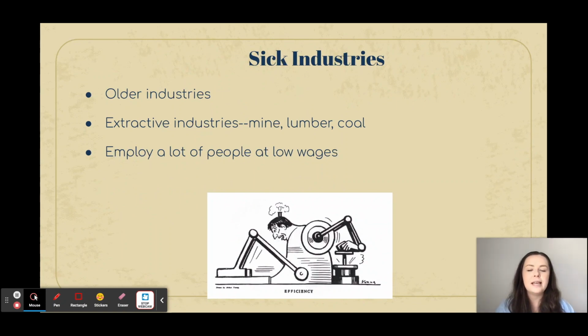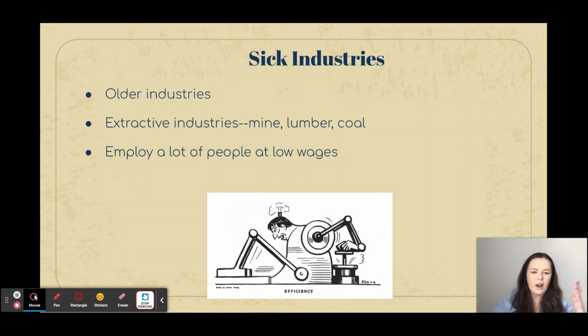We also have sick industries contributing here to the Great Depression. So these are older industries. They're used to make goods in factories, but these are more of our natural resources. So mining, lumber, coal. They employ a lot of people, but it's at low wages because it's physical labor.